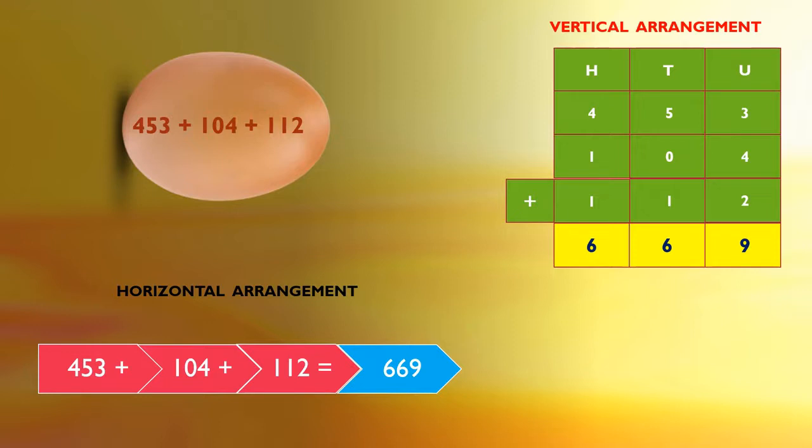Similarly, when you arrange them in the horizontal manner, children, remember to add all the three numbers from the units place. Then you add the numbers in the tens place, and then you take all the numbers from the hundreds place. And when you add them up together, you will get your answer.